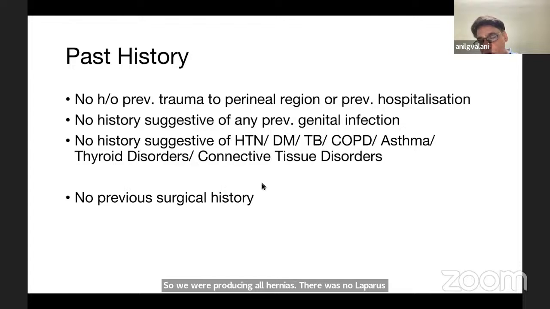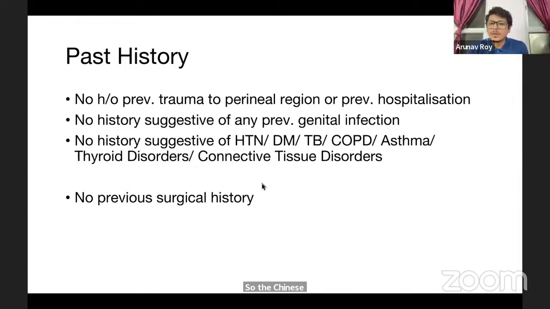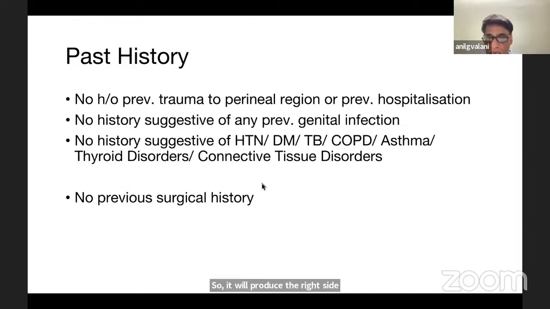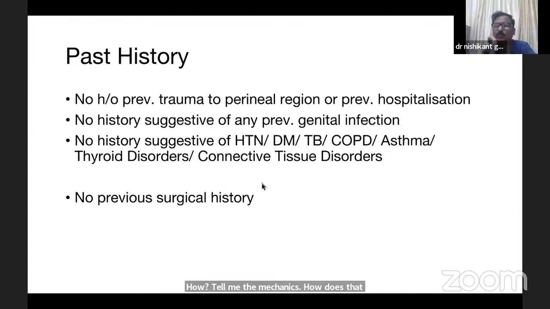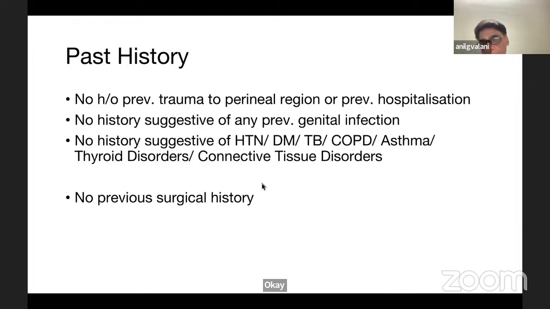How can appendicectomy produce hernia? Which side inguinal hernia will it produce when appendicectomy is done? Sir, it will produce a right-sided inguinal hernia. How? Tell me the mechanics. How does that happen? At the MS level, I want to know what happened in that appendicectomy operation that the patient developed a right inguinal hernia. How is it possible? Tell me.